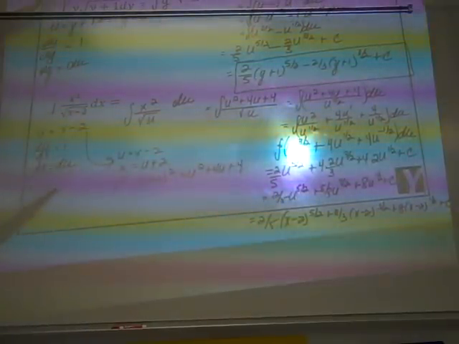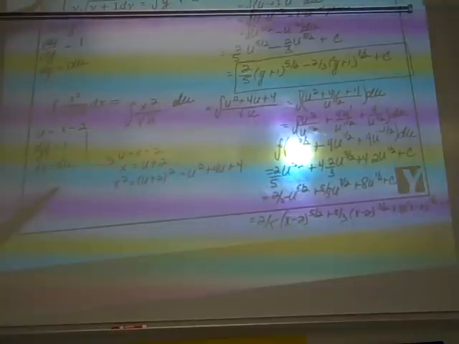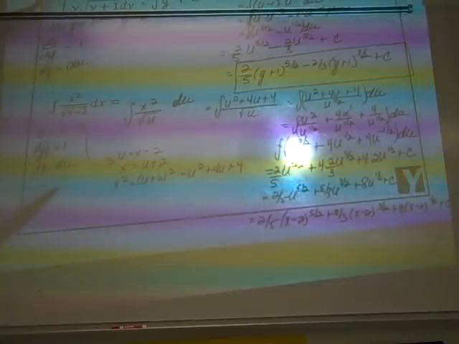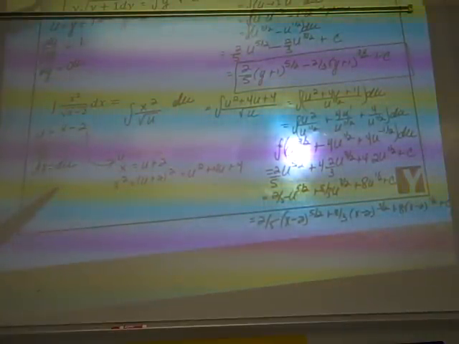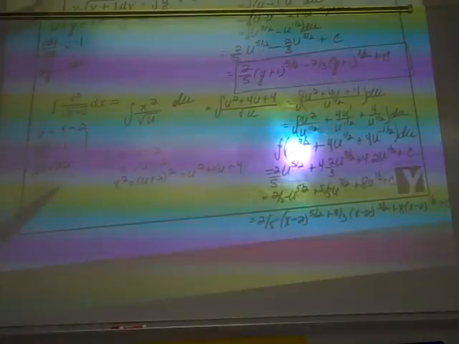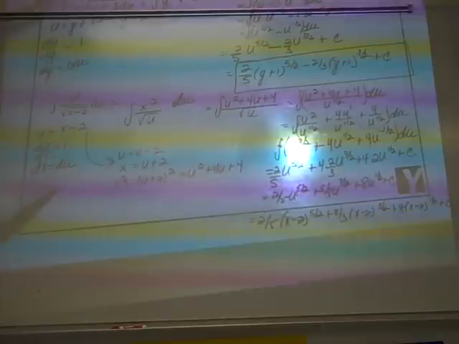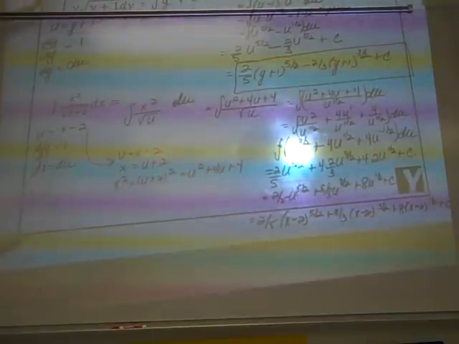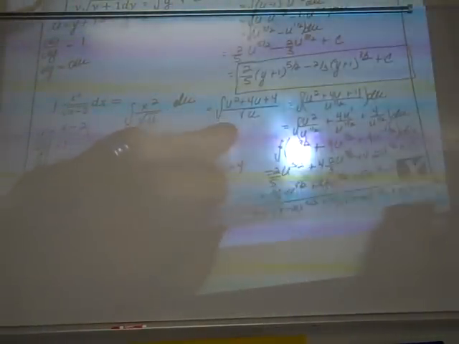Woo! Oh, I love calculus. Look at all that beautiful mathematics that just happened. But there it is. That is integration by substitution. You've got 5 or 6 examples to look at, to consider when you are studying for the test. Good luck with integration by substitution.